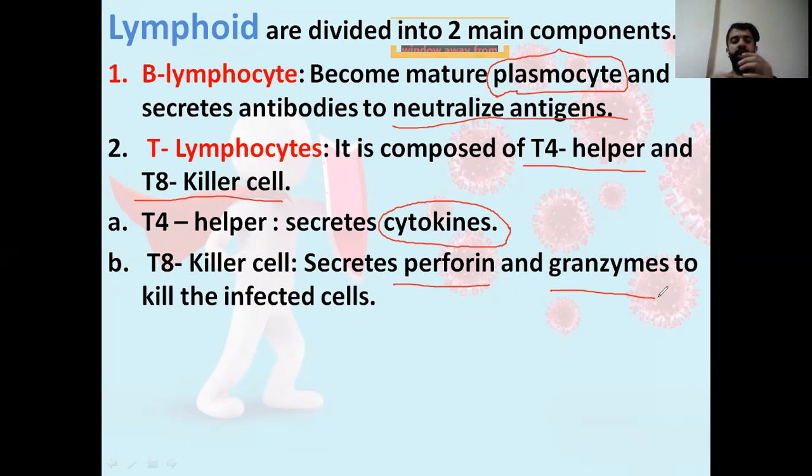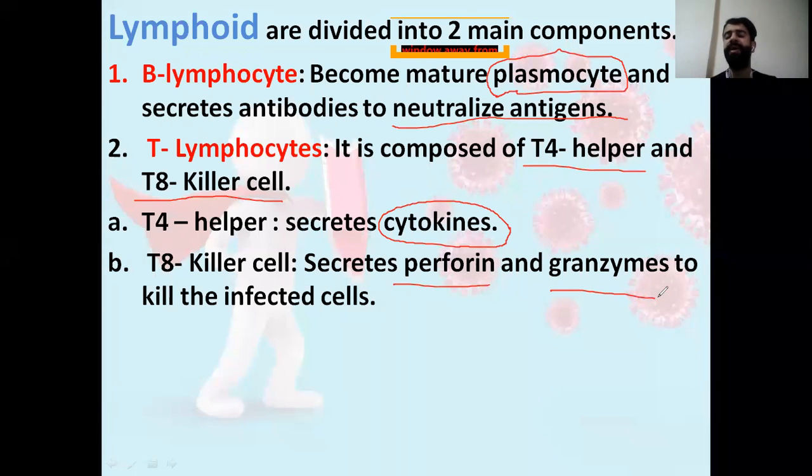This perforation will cause holes inside the cell. These holes inside the cell will release the components of the cell. Whenever the components are released, this will lead to the death of the cell. Then the granzyme comes, and it degrades the infected cell and kills it.